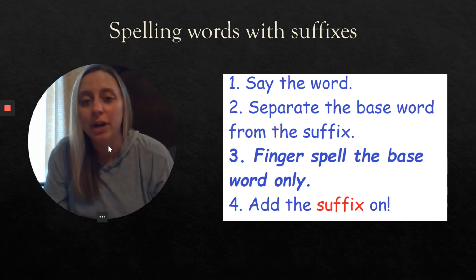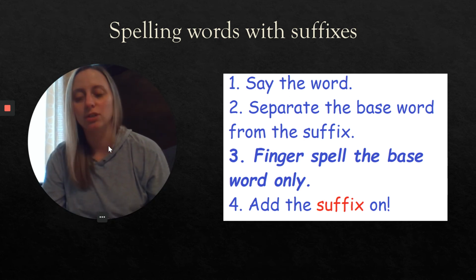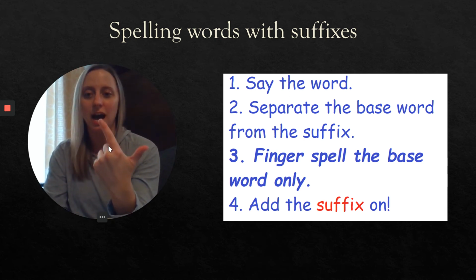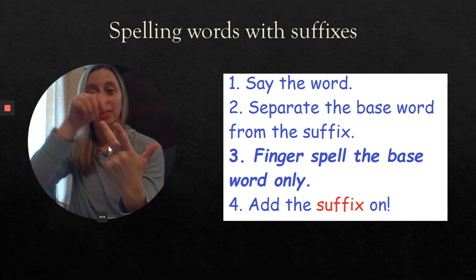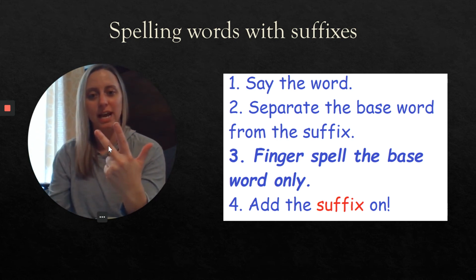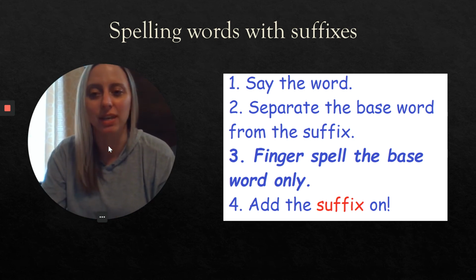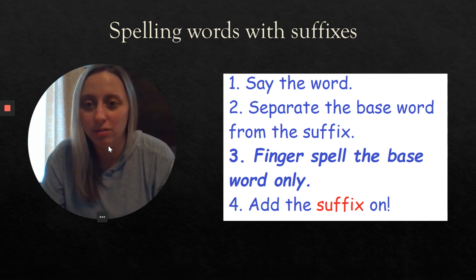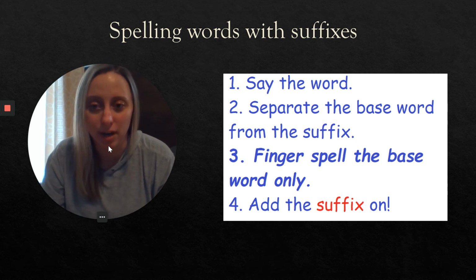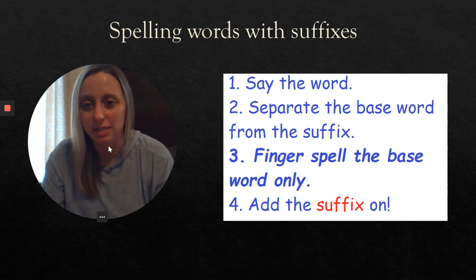Remember, rule number 3, finger spell the base word only. So your child will say the sounds, and they'll write the letters that represent these sounds, and then knowing that the word is cops, they'll add the suffix S on at the end. We don't finger spell suffixes, we just memorize them. They're a small piece, it's easy enough to do.